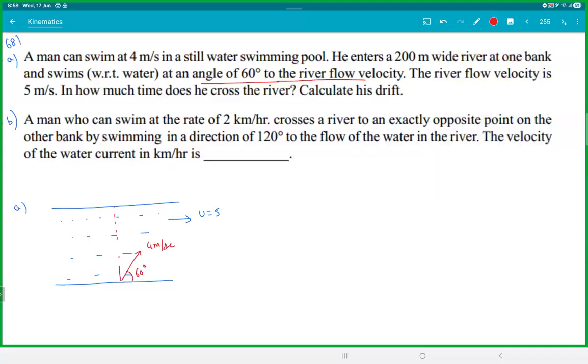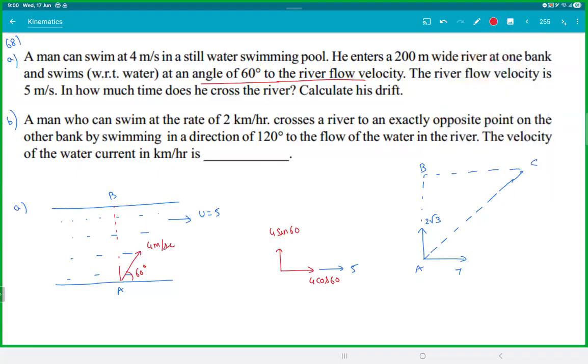Now resolve the velocities into components. So this guy is actually going 4 cos 60, 4 sin 60. And what is the river doing? The river is also pushing you. So that will be an additional 5 in the horizontal direction. So the resultant will be: 4 sin 60 is 2 root 3, and this will be 5 plus 2, this is 7. This is how he's actually going. He's going away somewhere here. Let's call this point A and let's call this point B. He's going to reach somewhere here, C. Perfect. And that is your drift.